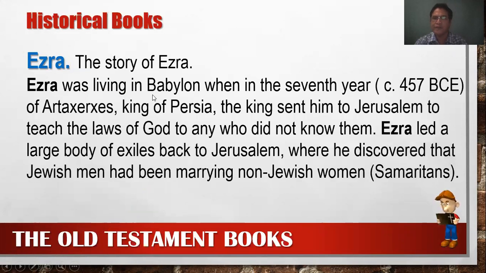Ezra was living in Babylon when in the 7th year of Artaxerxes, king of Persia, the king sent him to Jerusalem to teach the law of God to any who did not know them. So Ezra led a large body of exiles back to Jerusalem, where he discovered that Jewish men had been marrying non-Jewish women. That resulted in the Samaritans, or what we call the mestizos.